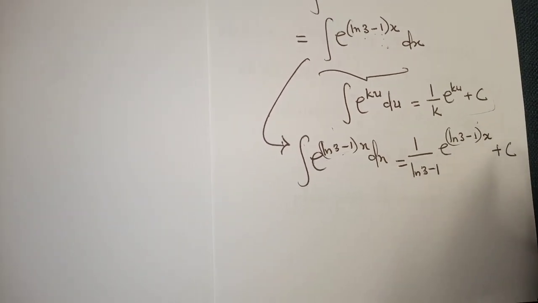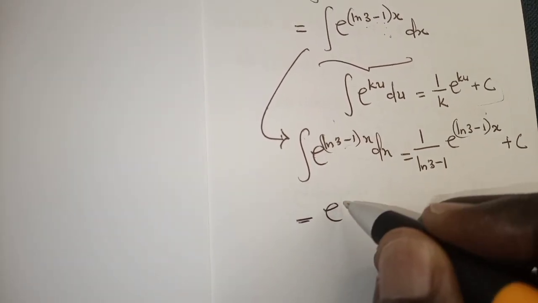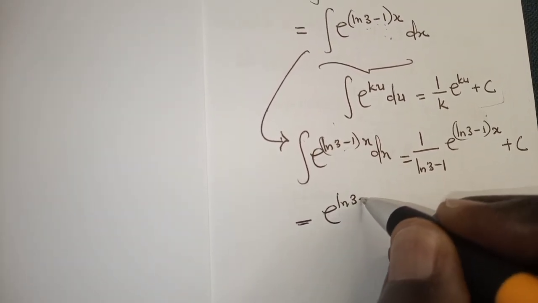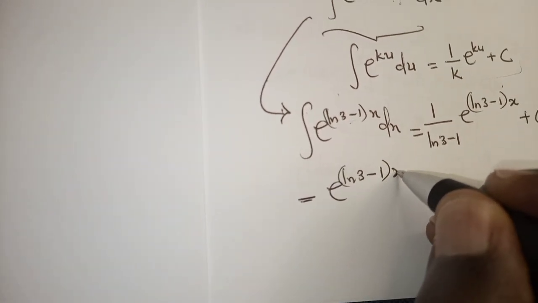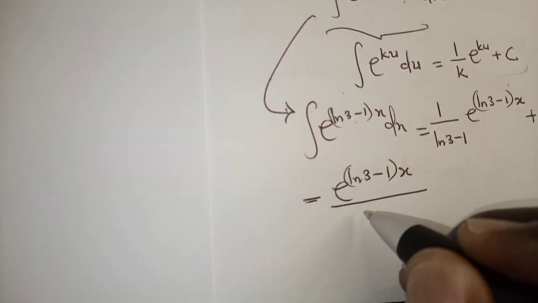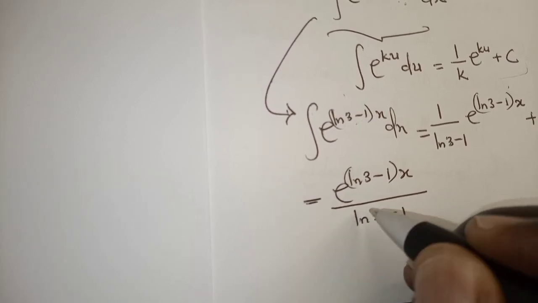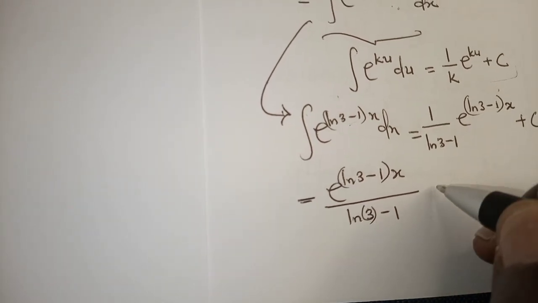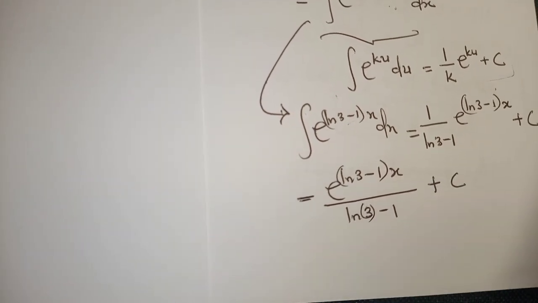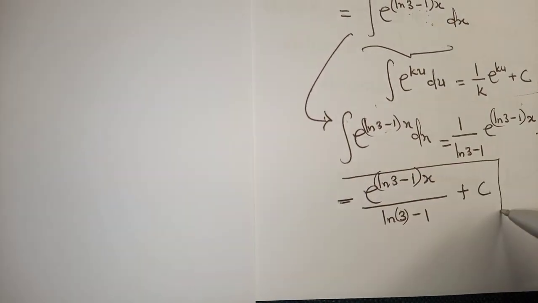You can simplify it, so you can write it well. So we have e exponent ln 3 minus 1, all in brackets, x, all over ln 3 minus 1, plus c. So this should be our answer.